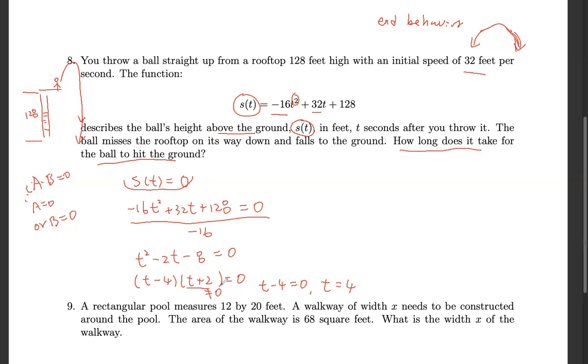So in this case, t plus 2 cannot be 0. t minus 4 is 0, so t equals 4. So to answer this question, it takes 4 seconds for the ball to hit the ground.